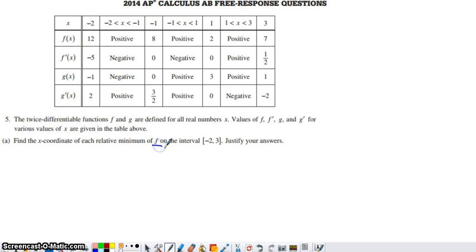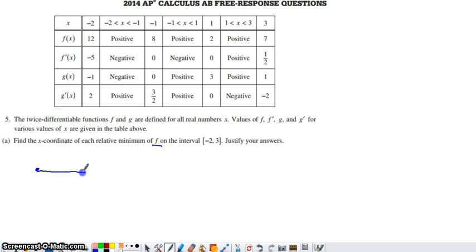And in part A, we want to figure out where the x-coordinate of each relative minimum on the graph of f is going to occur for the x's between -2 and 3, and then justify your answer. So basically what they've done for us in this chart is they've constructed a sign chart for f prime for us. It just looks like it's in a different notation than we're used to seeing it in.